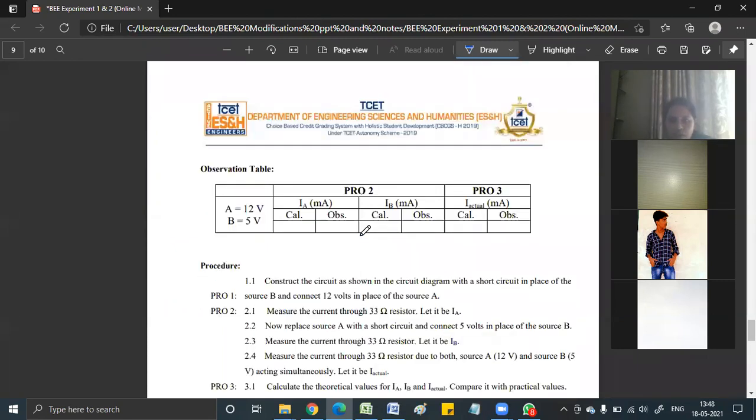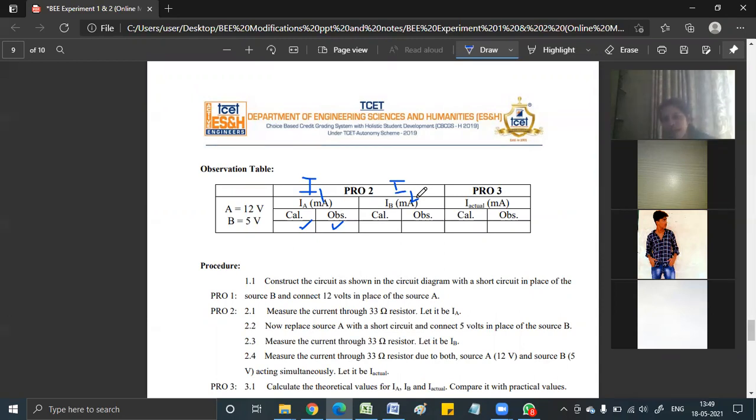So you will have the observation table, okay? Like what is your calculated value? What is your observed value, right? For that I1, that is when only one source is acting. Then you'll have the calculated and observed value for I2. Like you solve for superposition theoretically, finding the first current, second current, third current, similarly in practical also we will find the first, second and third current. And then you have the table.